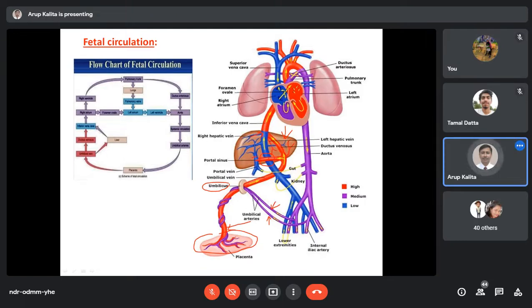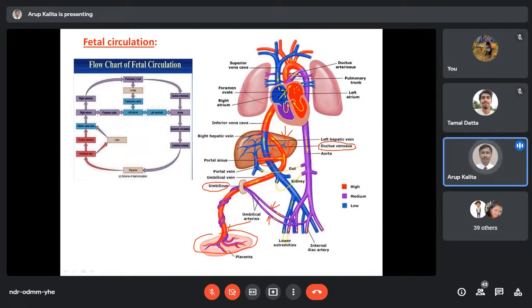This is one way, but this is the normal way. But what is the another way? From the umbilical vein, the blood will directly pour into the posterior vena cava, bypassing the hepatic circulation. This shortcut is called ductus venosus. Very important. Now what is ductus venosus?